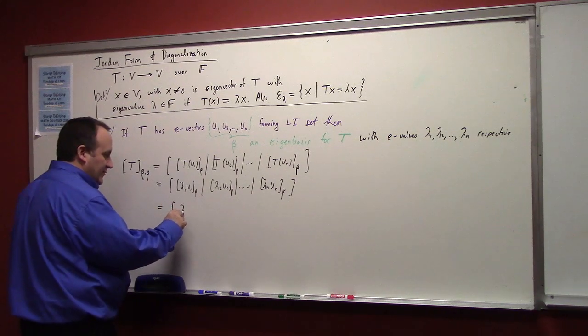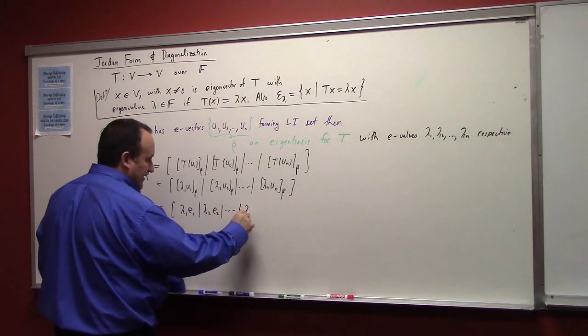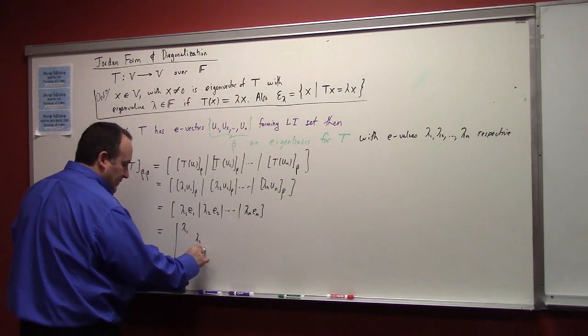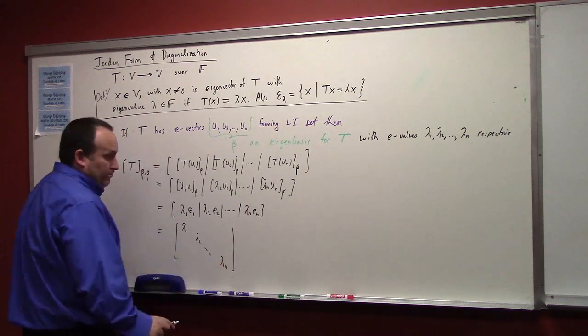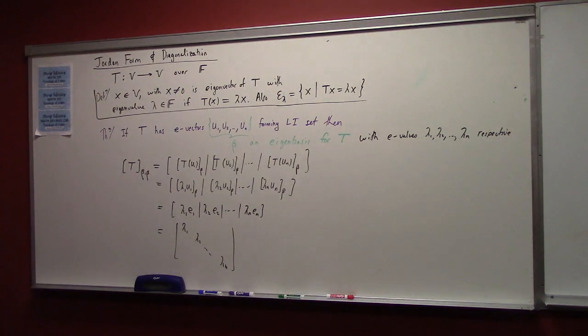So anyway, that's lambda 1 e1, lambda 2 e2, lambda n en, also known as the diagonal matrix with lambdas down the diagonal like that. Definition: a transformation is diagonalizable if and only if there exists an eigenbasis for the transformation. That's a good definition, because if there is an eigenbasis, it means that with respect to that choice of basis, the matrix of the transformation is diagonal.